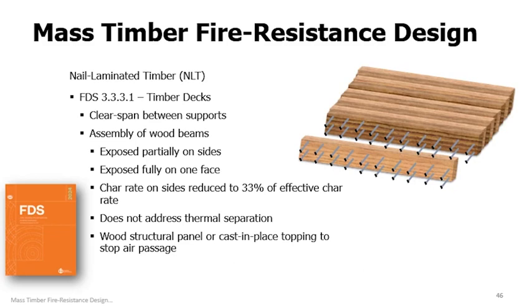For butt-jointed timber decking, which includes NLT, these calculation procedures do not address thermal separation. However, the FDS provides other guidance on how to design for thermal separation. For example, thermal separation can be achieved by the addition of layers such as gypsum board on the ceiling or a wood structural panel subfloor on the top surface. A cast-in-place floor topping such as gypsum concrete would further enhance thermal separation. These added components also have benefits from an acoustic standpoint.